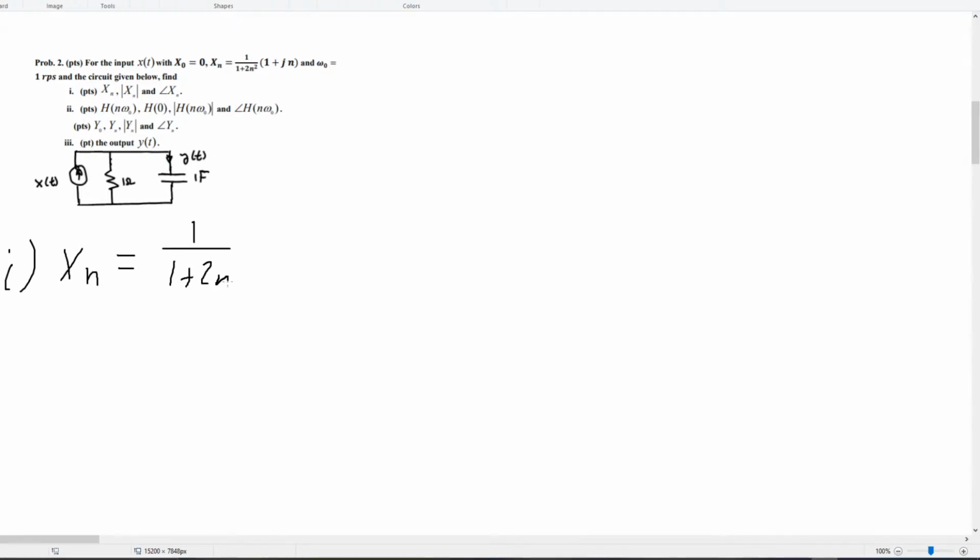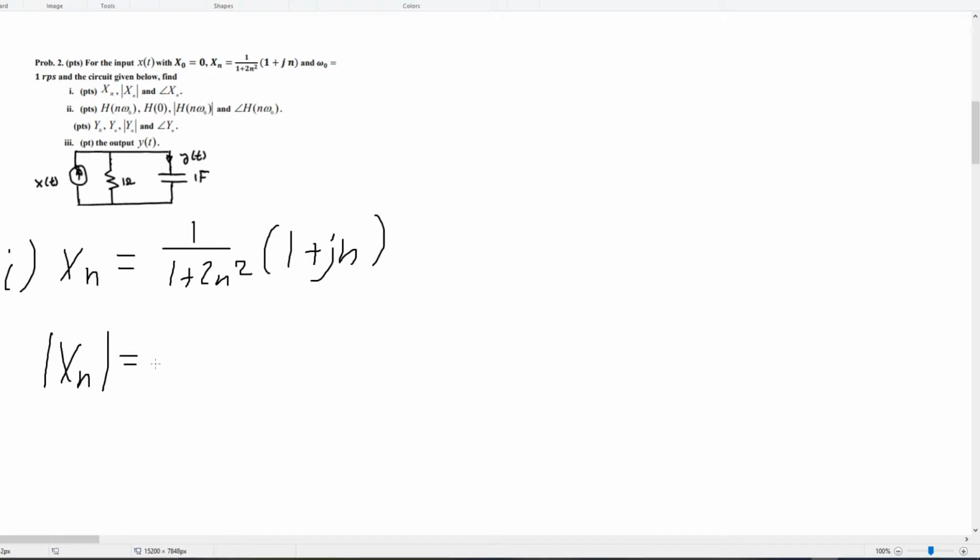1 over 1 plus 2n squared times 1 plus jn. I'm guessing he won't put that for the quiz, because that is way too easy of a problem just to copy what's given and you get free points. But anyway, that is the answer to the problem. xn is equal to 1 over 1 plus 2n squared times 1 plus jn. Now, we have something a little bit more complicated. So we're going to do the absolute value of xn, or this would be the magnitude of xn.